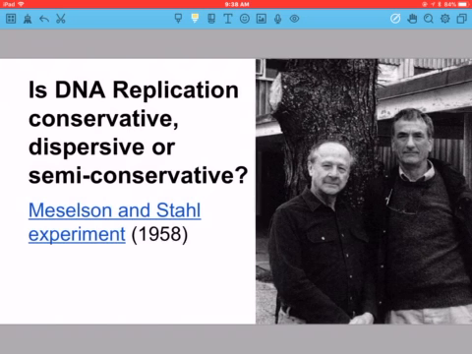So Meselson and Stahl, pictured here, provided evidence for this semi-conservative model of DNA replication, and this was published in PNAS in 1958. A copy of this publication is attached as a PDF to this assignment if you want to click on that and check it out later.